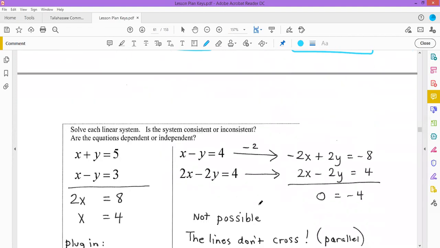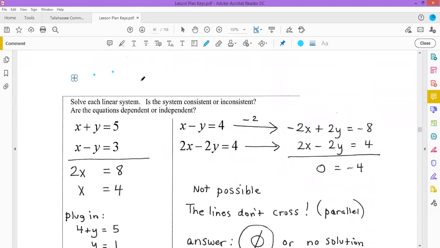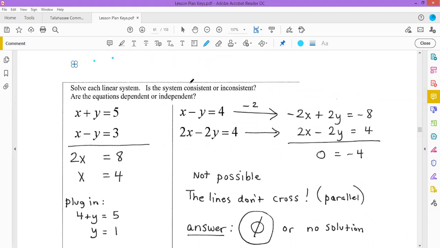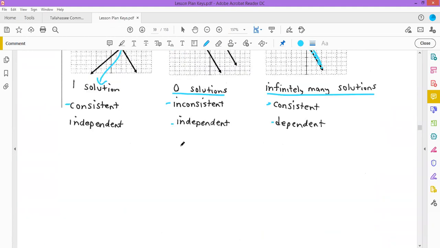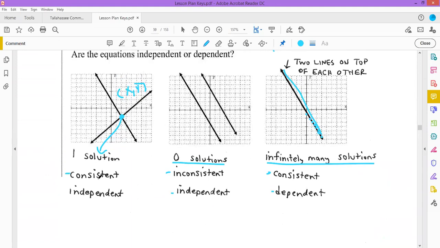Now the next example, we're solving the system, and then we're determining whether the system is consistent or inconsistent, dependent or independent. To make that determination, remember we base that on the type of graphs that we get. If we get that one solution, we'd say consistent and independent. If we get the two parallel lines, no solutions, we'd say inconsistent and independent. And if we get that single line where there are infinitely many solutions, we'd say it's consistent and dependent.